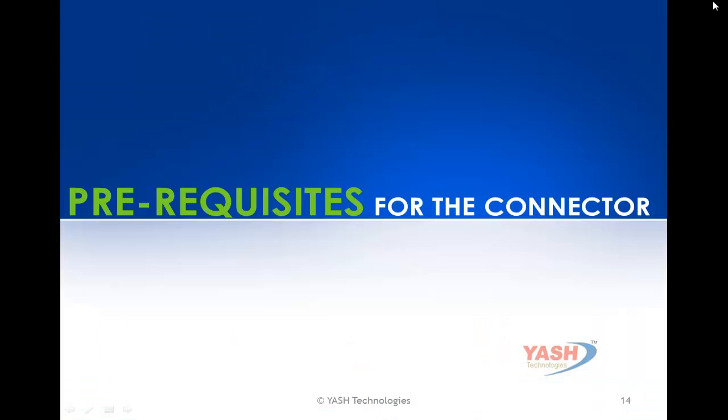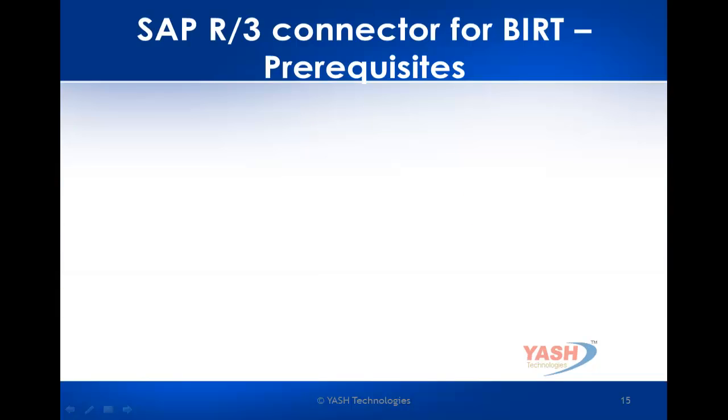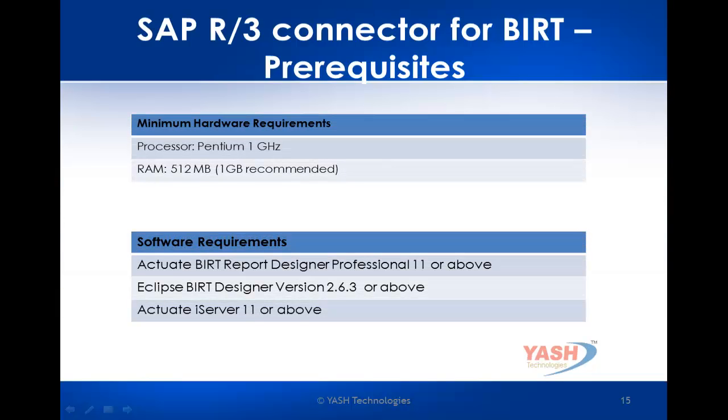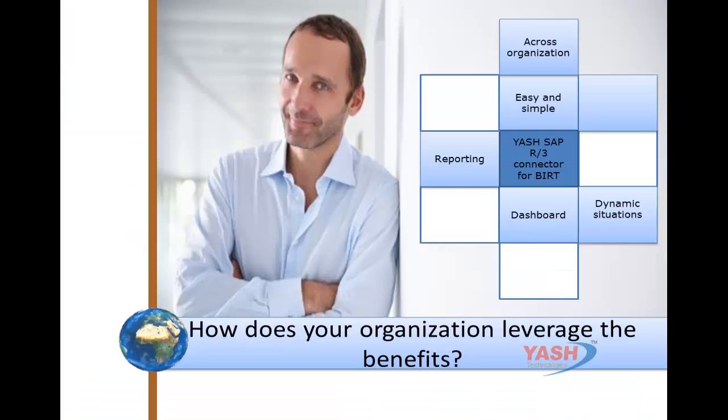Let's see the prerequisites for the connector. SAP R3 Connector for Actuate or Eclipse BIRT works on any systems which meet the mentioned requirements. So, how does your organization leverage the benefits? It leverages the benefits by reporting that delivers real-time business insight, dashboards that access SAP R3 data to create on-demand reports and reports on the fly, flexible, need-based business transaction reports to manage dynamic situations.